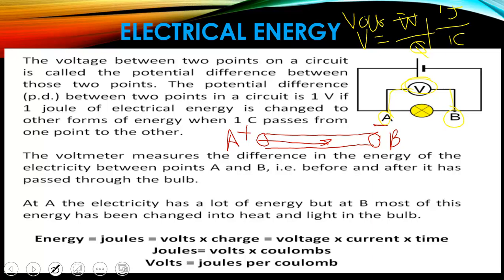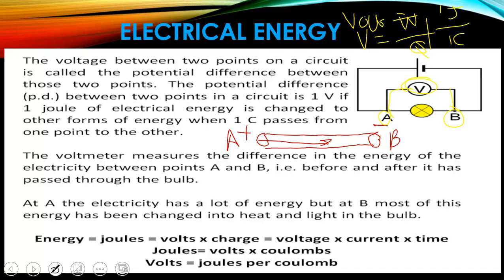The voltmeter measures the potential difference in the energy of the electricity between points E and B, before and after it has passed through the bulb. As the electricity has a lot of energy, but at B most of this energy has been changed into heat and light in the bulb.